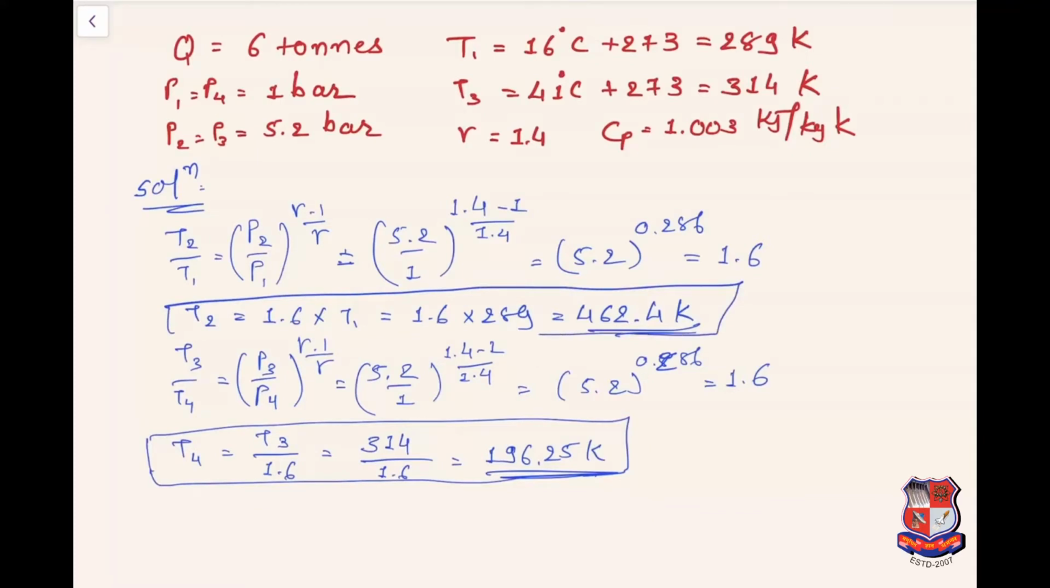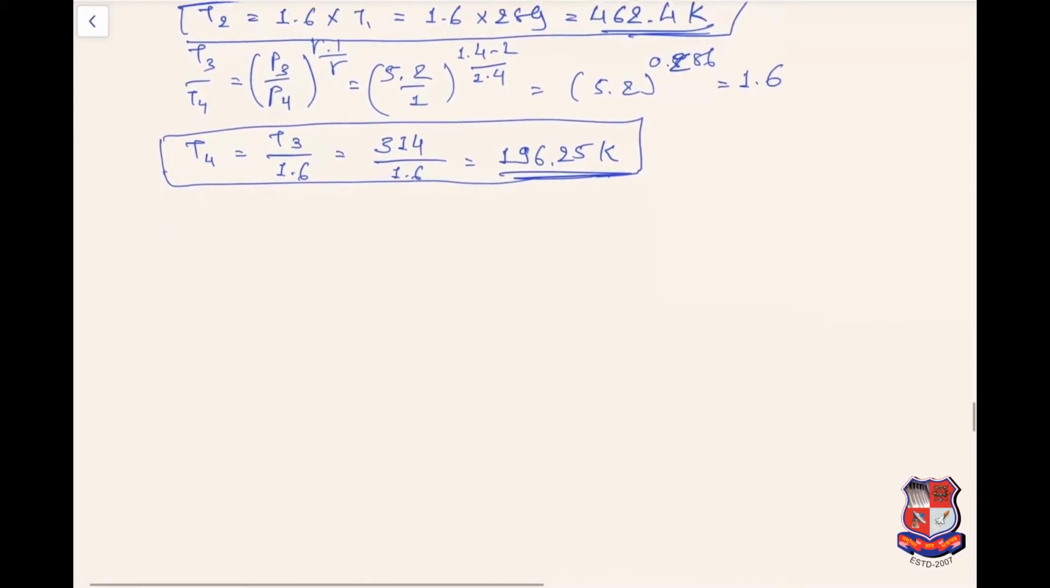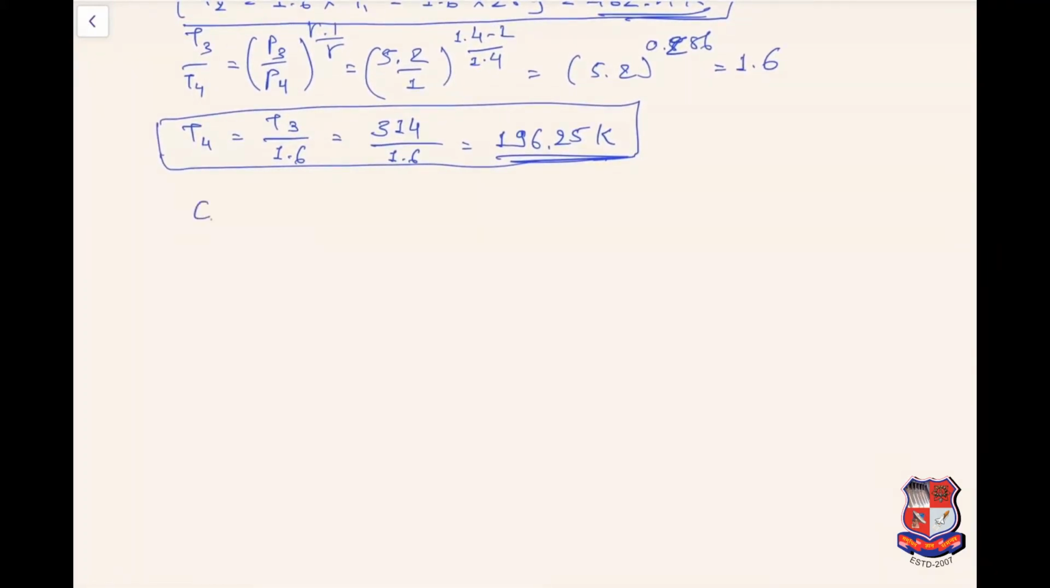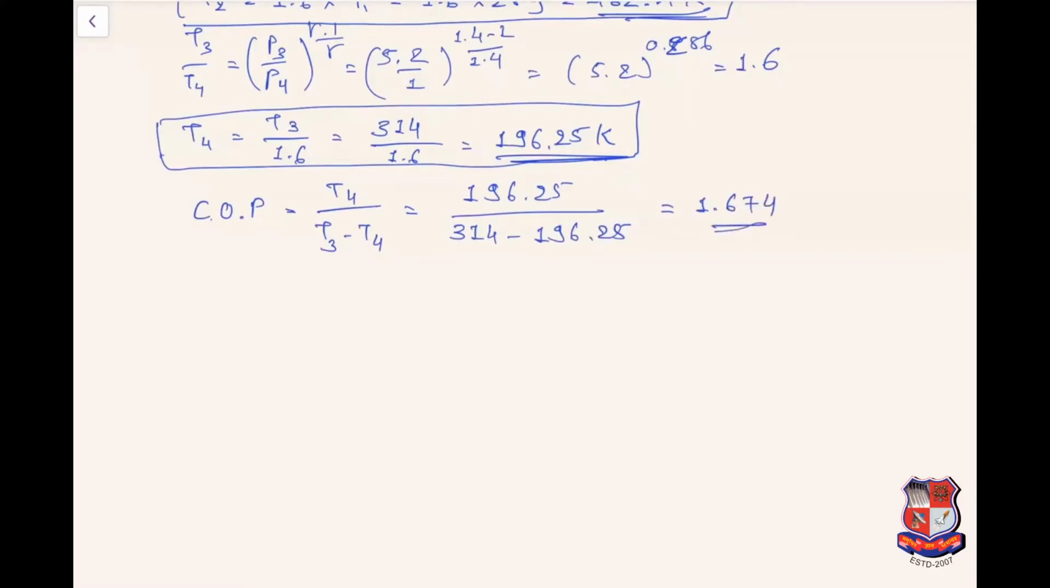So here we are having two remaining temperature, that is T2 and T4. So from this we can find out the COP, and that is equal to T4 divided by T3 minus T4, so 196.25 divided by 314 minus 196.25, that is equal to 1.674. So that is our first answer, COP of the system.